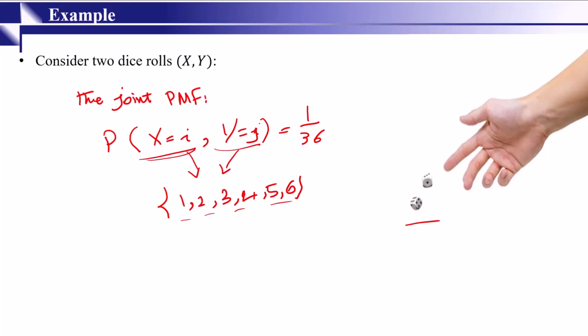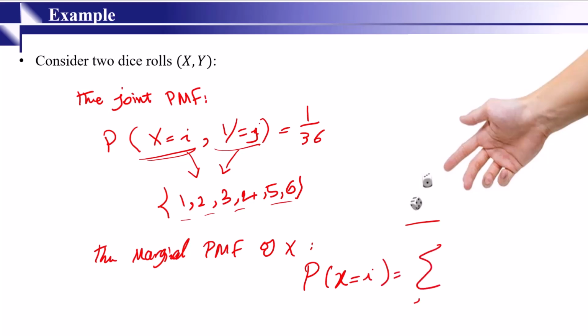Then here, the marginal PMF of x means the probability of x equal to i is equal to the sum over j, from the first possible value of j to 6, and each one is 1 by 36, which is equal to 1 by 6, right? This is the marginal PMF. I will provide more about marginal PMF in the next slides.